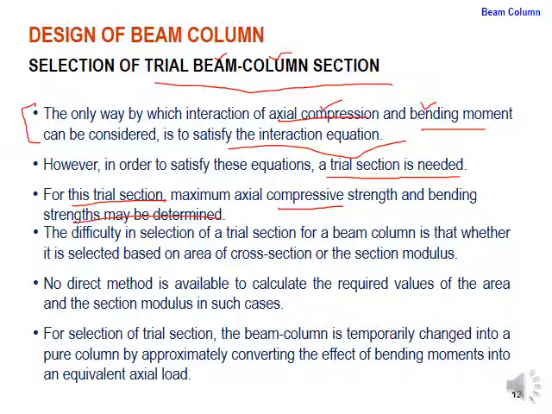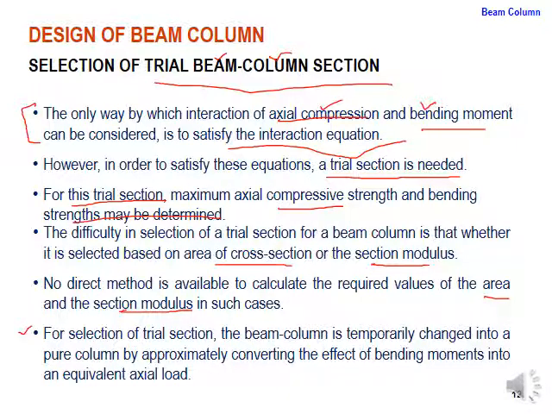We will already have the Mu and Pu with us after the load analysis of the structure. The difficulty in selecting a trial section for a beam column is whether it is selected based on the area of the cross section, meaning the axial stresses, or the section modulus, meaning the bending stresses. No direct method is available to calculate the required values of the area and the section modulus simultaneously. For the selection of the trial section of the beam column, it is very important.